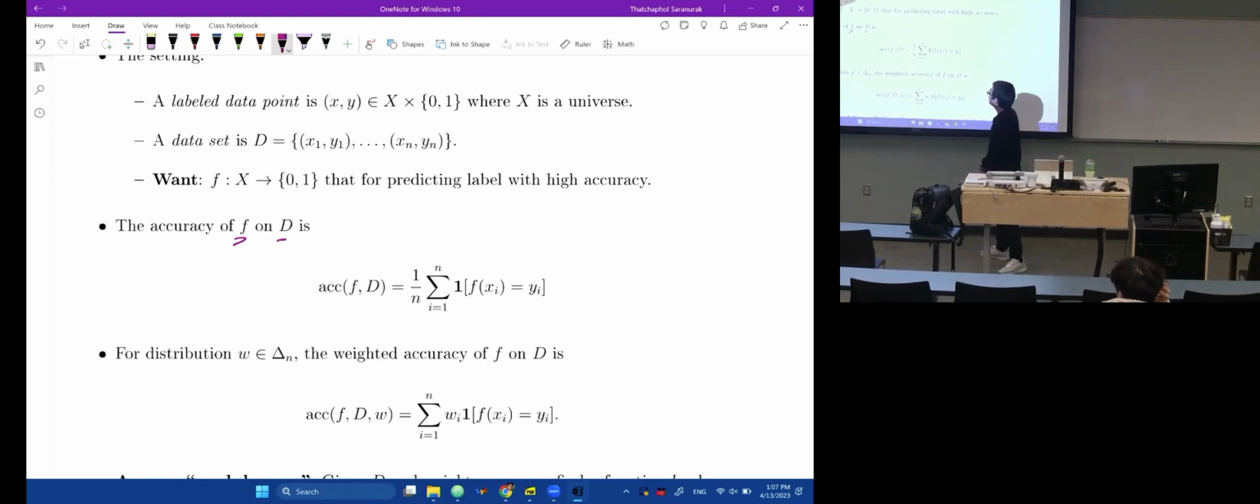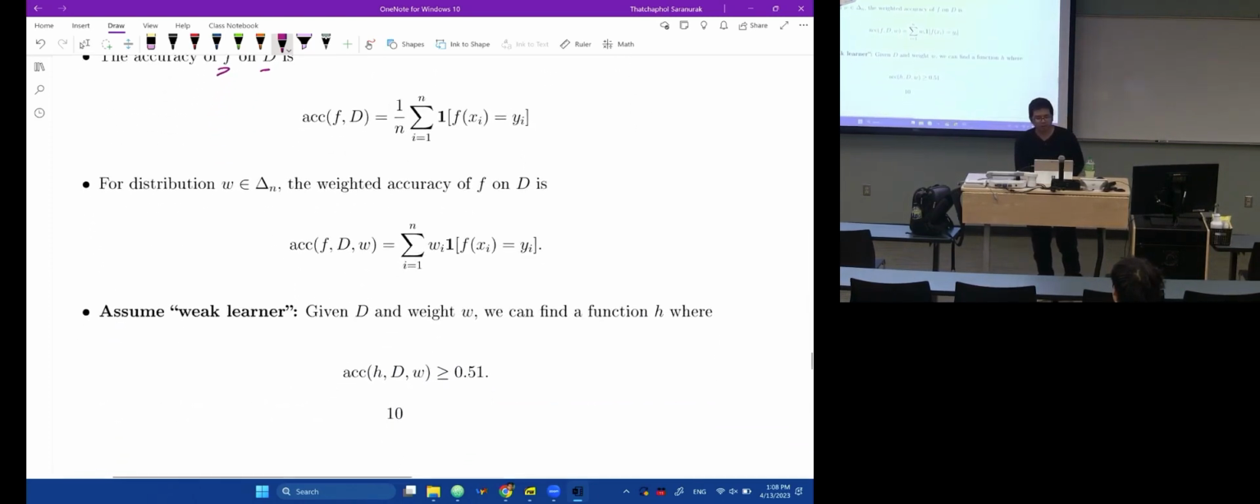You can also talk about weighted accuracy. Given the distribution W, the sum of W is 1, a distribution over pictures. Now the weighted accuracy of F on D is the accuracy of F on D with respect to the weight. This is basically the same, but now you take the weighted average instead of the uniform average. You can count how much you are correct, but now some pictures might have more weight. So you can talk about this weighted accuracy.